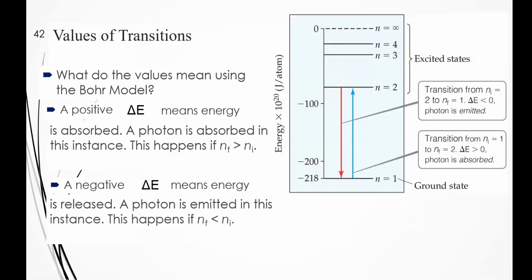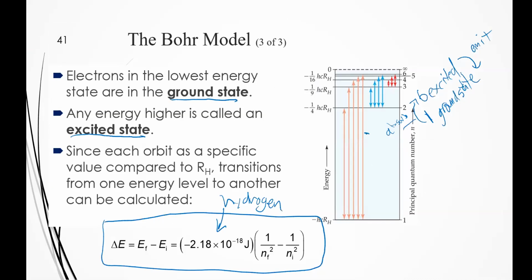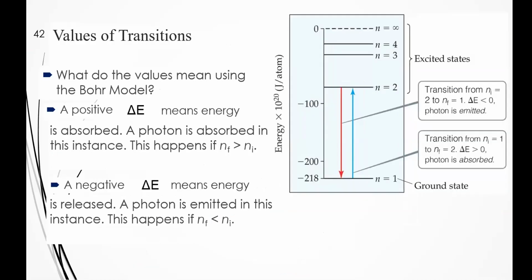Now, you'll see it written in two ways. Sometimes they have final minus initial, sometimes it's initial minus final, and it all depends on the term that you look at. Some of them will give you positive RHs, some of them will give you negative RHs. What you want to remember is that a positive delta E means that you're absorbing, and your final is greater than your initial. A negative delta E means that you are emitting, and so your final is less than your initial. So keep that in mind as you try to use your equations.